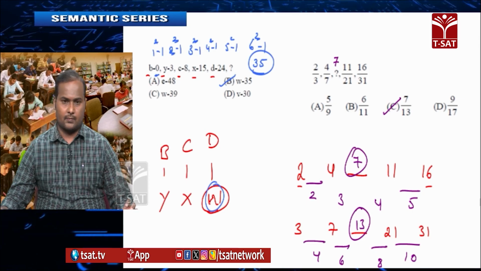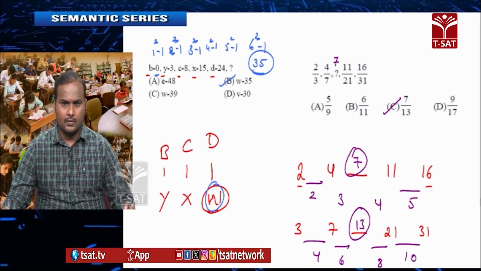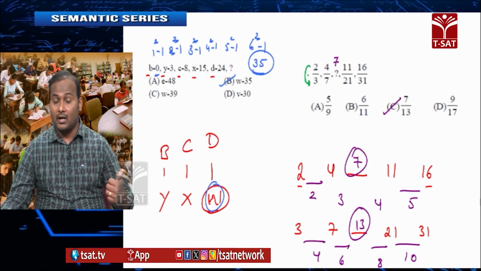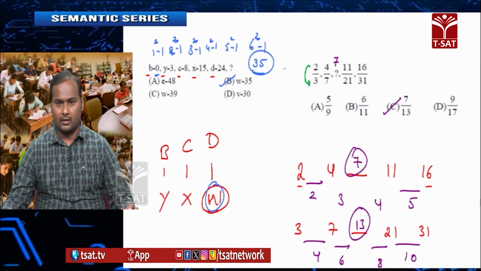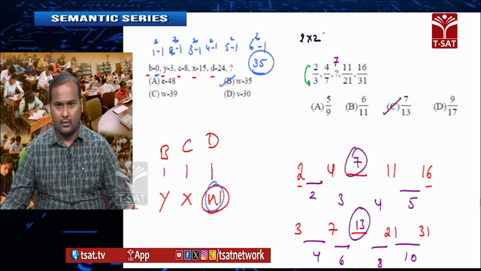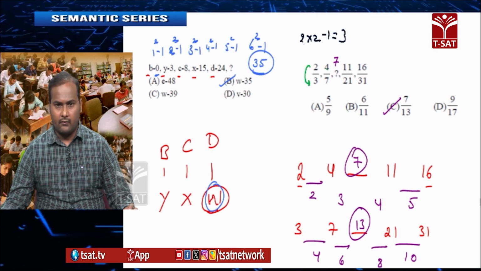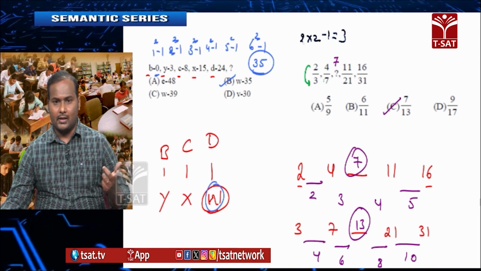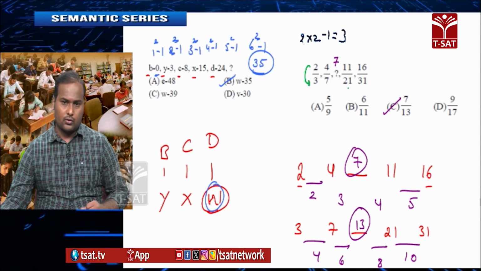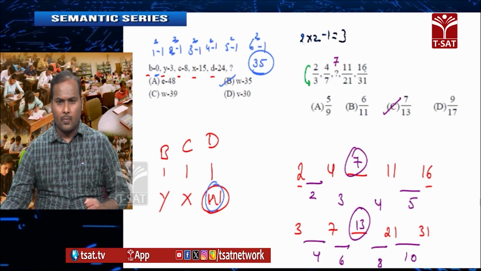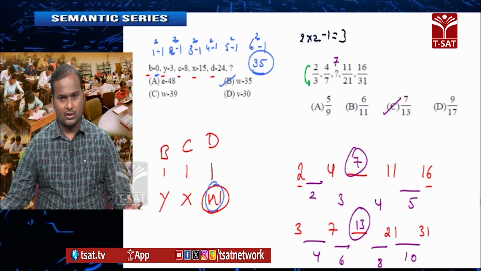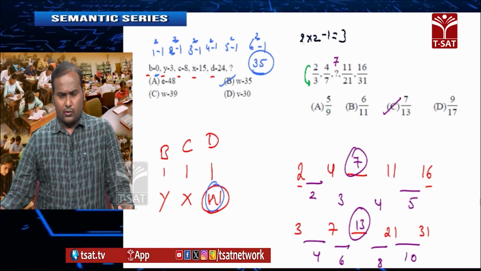Students may think like this also. Another way of thinking about this particular question: here 2, 3. If you see from numerator to denominator, it is increasing by 2. Like 2 into 2 minus 1. For example, 2 to 3: 2 into 2 is 4, minus 1, that will be 3. In the same way, 4 to 7: 4 into 2 is 8, 8 minus 1 is 7. 11 by 21: 11 into 2 is 22, 22 minus 1 is 21. In the same way here also, 16 by 31: 16 into 2 is 32, minus 1 is 31. So you need to check the options here also.